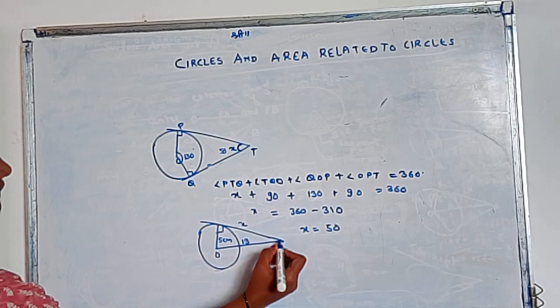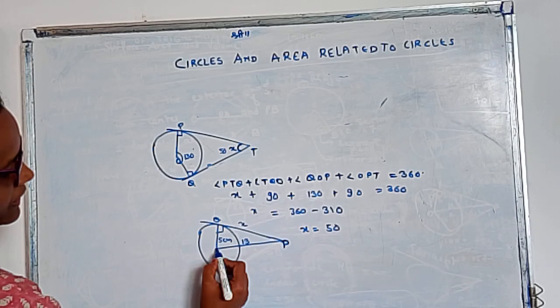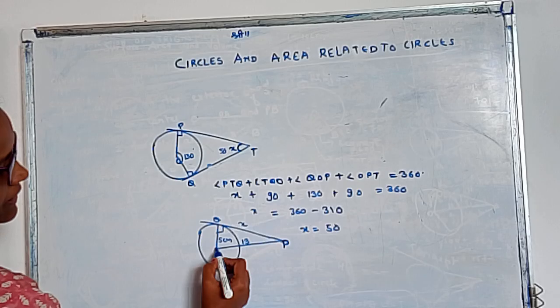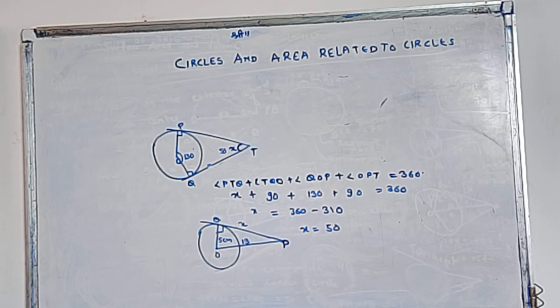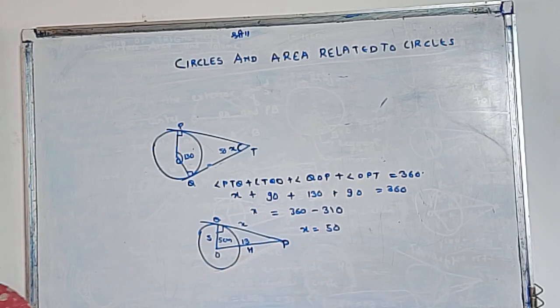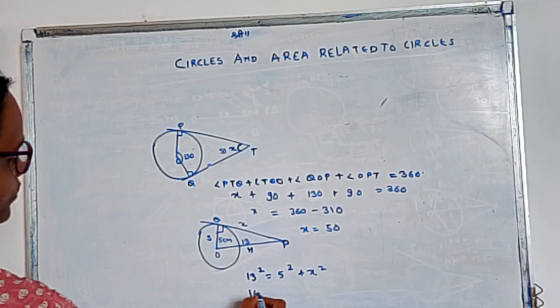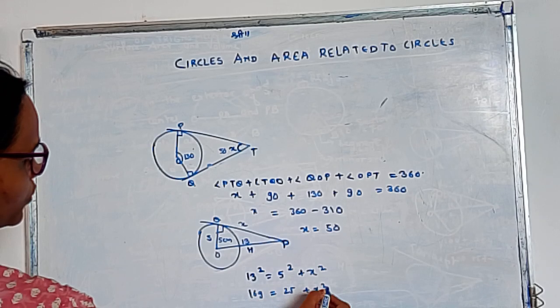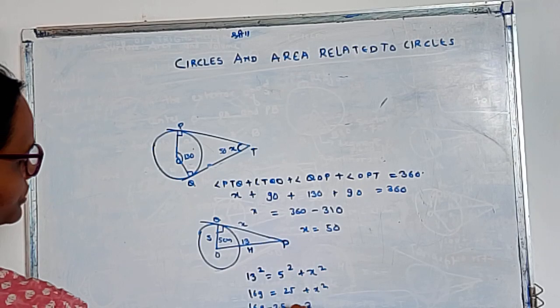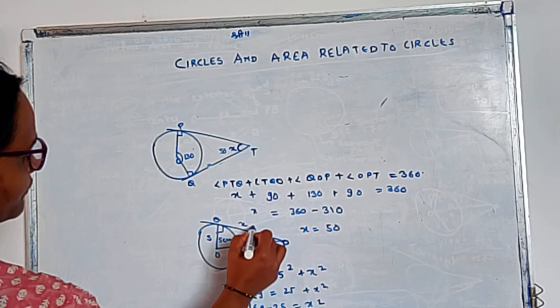Similarly here, this is point P, the tangent touches the circle at point Q, and P is joined to the center O. Then this is 90, so this is the hypotenuse, this is the side. So y square plus x square: 13 squared is 169, which is equal to 25 plus x square. 169 minus 25 is equal to x square. 144 is equal to x square. So x is the root of 144, which is 12.